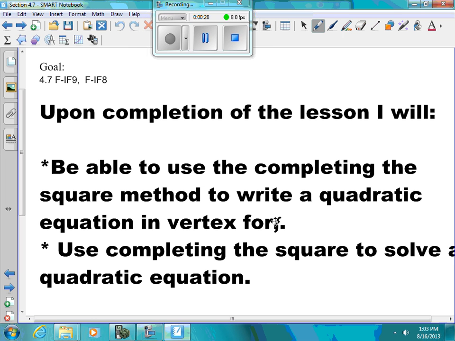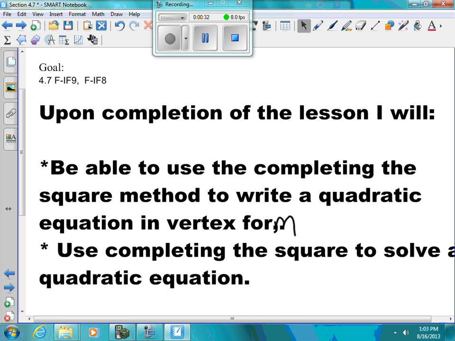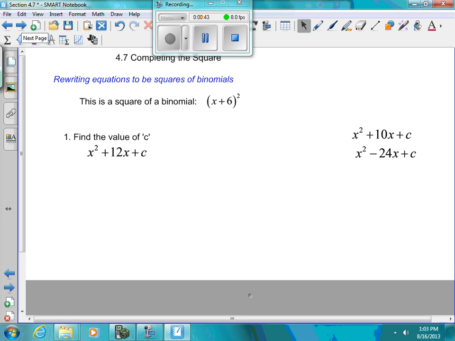Vertex form. Okay, so anyways, those are our goals. Completing the square is just another tool in our toolkit that we're going to have for solving and manipulating quadratic equations.